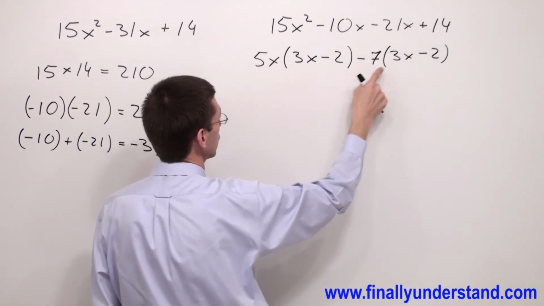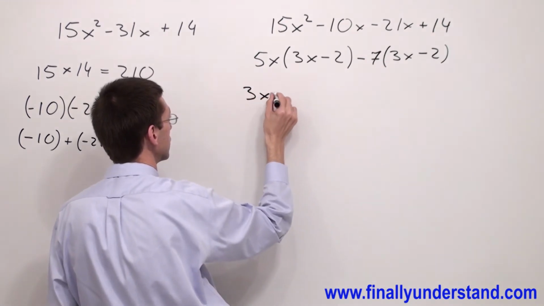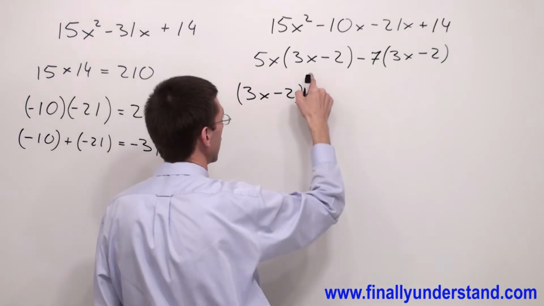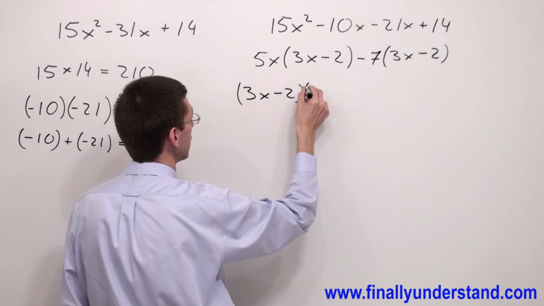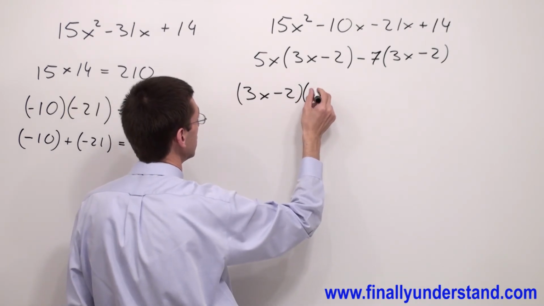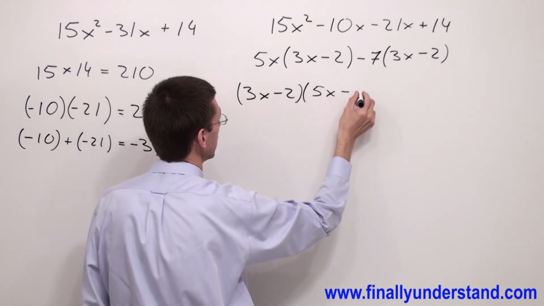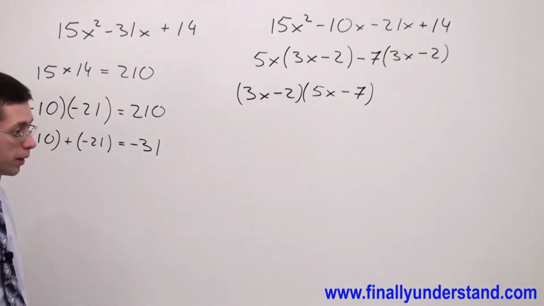The common factor for these two terms is 3x minus 2. So that's why I have to factorize the common term, and whatever is left I have to write in the second pair of parentheses: 5x minus 7. This is the solution to my problem.